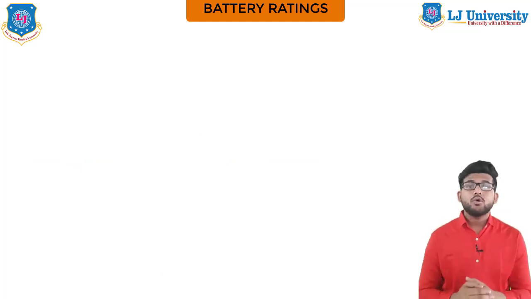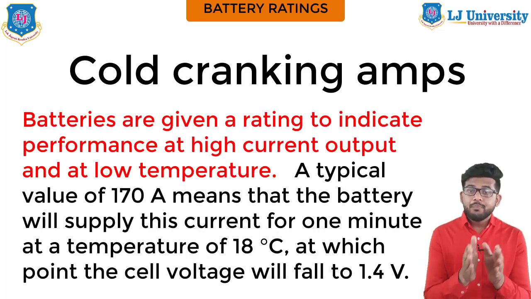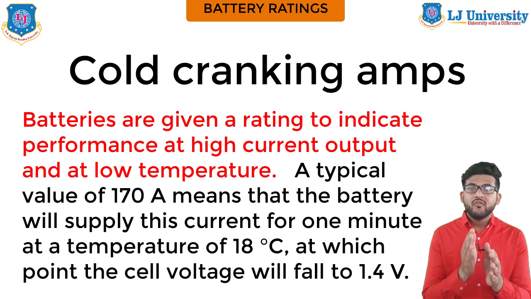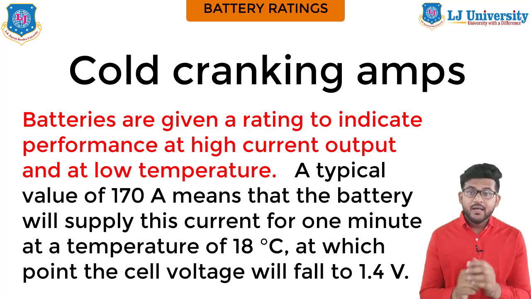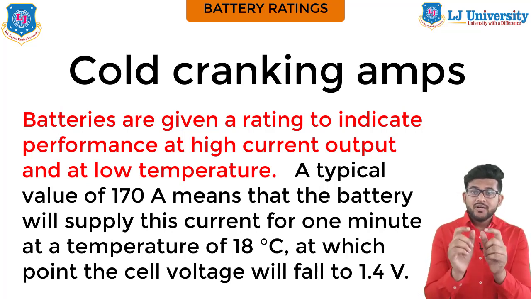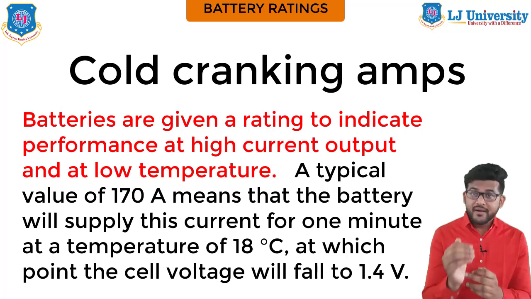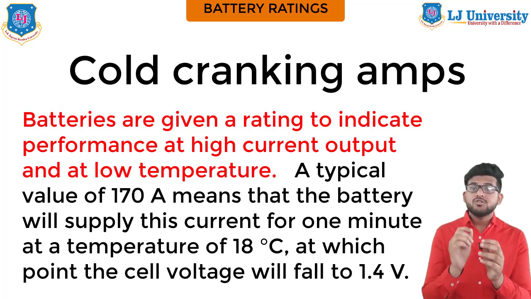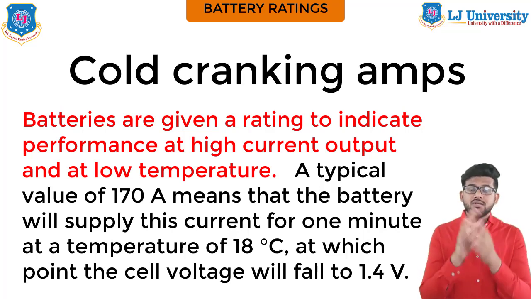Next is cold cranking amperes. So what is that? Batteries are given a rating to indicate the performance at high current output and at low temperatures. A typical value of 170 ampere means that the battery will supply this current for 1 minute at the temperature of 18 degrees centigrade, at which point the cell voltage will fall to 1.4 volt. Note here that the overall output of the battery is much greater when spread over a longer time. As mentioned, this is because the chemical reaction can only work at a certain speed. So these are all the parameters.